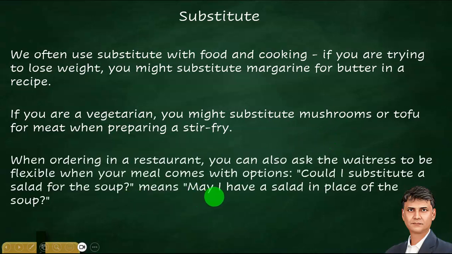When ordering in a restaurant, you can also ask the waitress to be flexible when your meal comes with options. Could I substitute a salad for the soup? Now what do you mean by that? May I have a salad in place of the soup? Right? So when you say, could I substitute a salad for the soup? You are trying to say, may I have a salad in place of the soup?